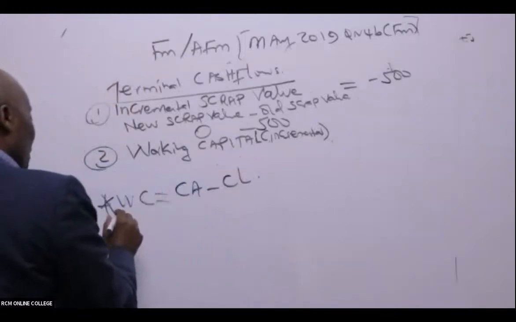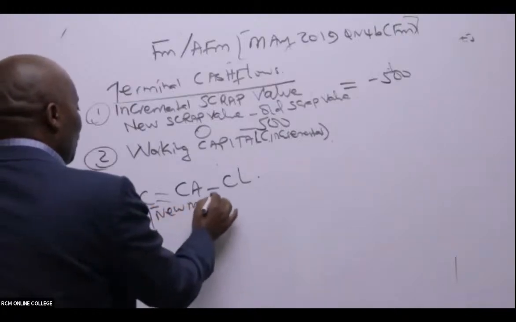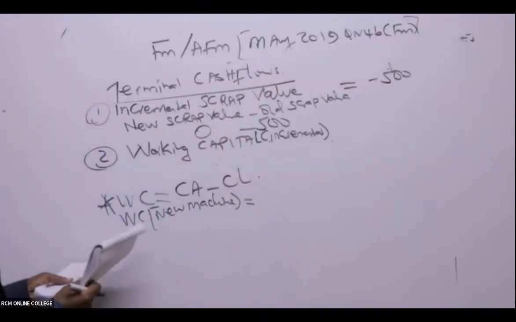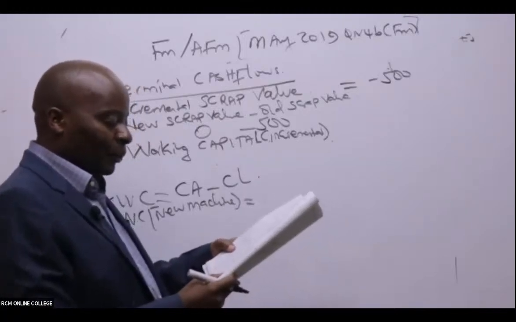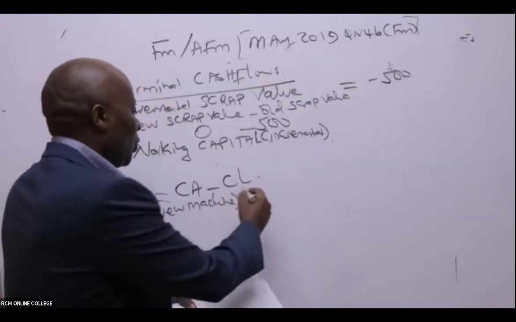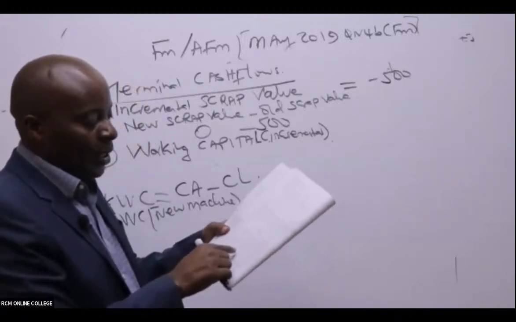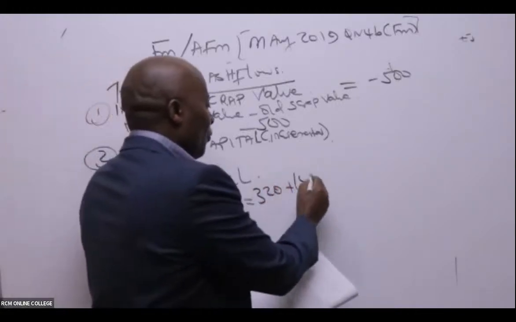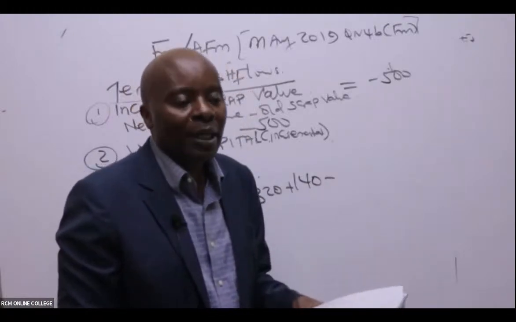So are you able to give me the working capital for the new machine? In this case here, they have given me two current assets. I can see in paragraph 3, they have told me the debtors. You see, debtors are current assets. They are 320. The new machine is expected to increase sales, whereby debtors would increase by 320. Inventory will increase by 140 minus creditors. Those are liabilities, 300.